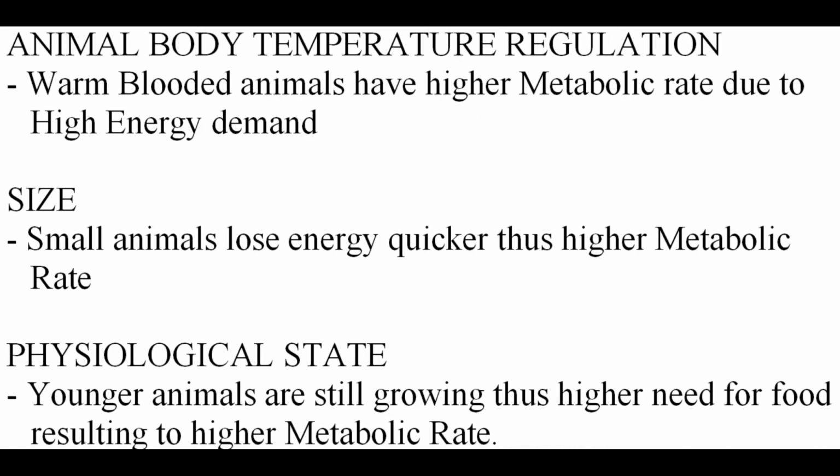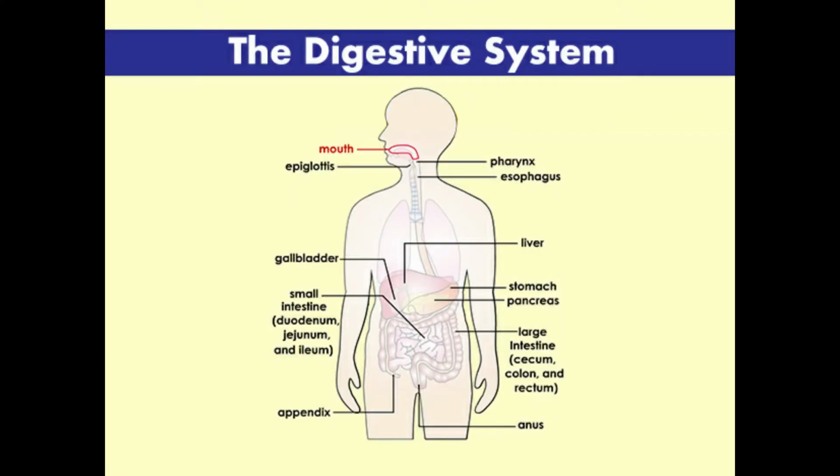Younger animals require more energy and food to grow compared to those who have matured. Therefore, younger animals have higher metabolic rate compared to those who have already matured. Now let's head over to the digestive processes.